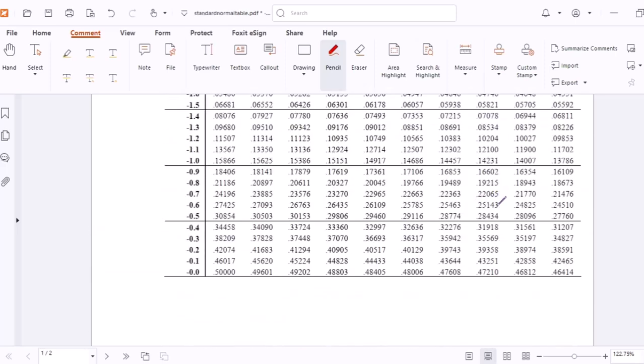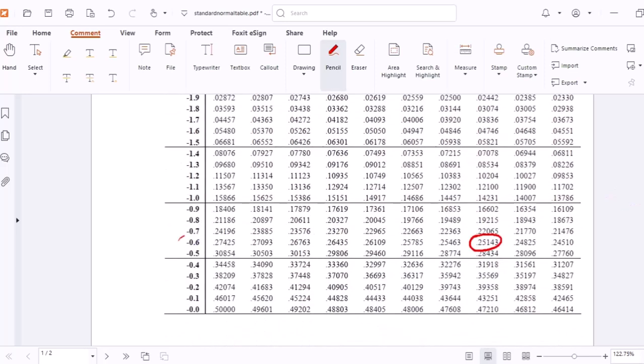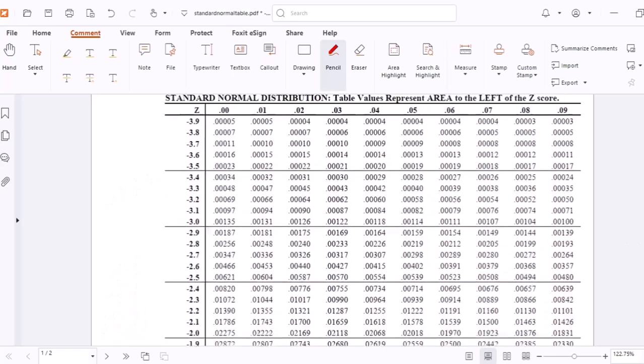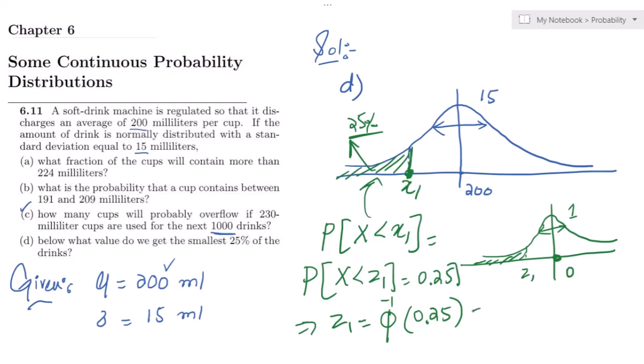So this is the value which is 0.2513. The value it corresponds with is minus 0.6, and the column value here is 0.7. So this is minus 0.67. Okay, so the value of Z1 is minus 0.67.